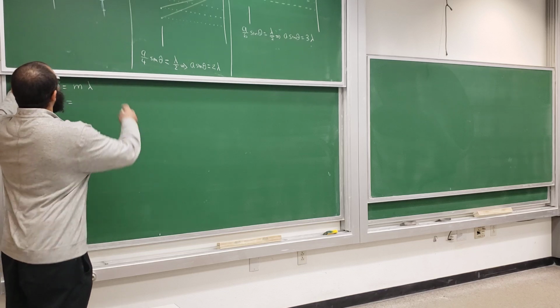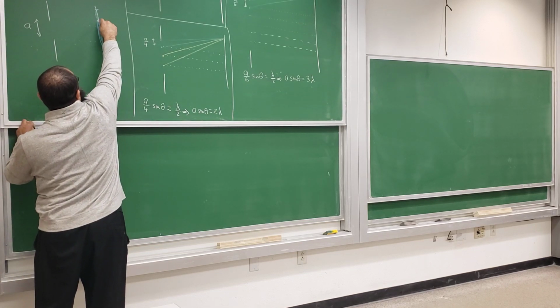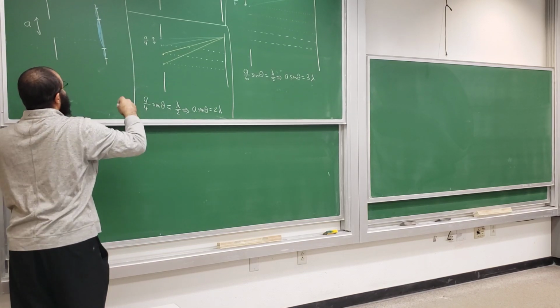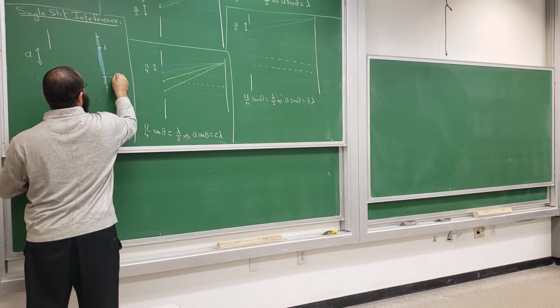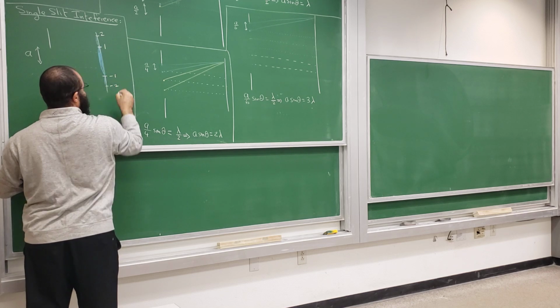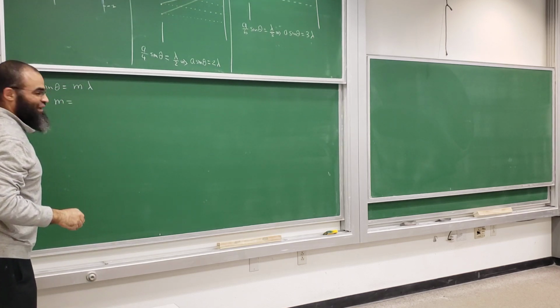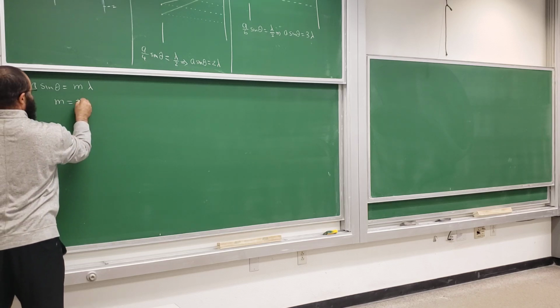Remember in the middle here? It's going to be bright. It's only dark here, here. So it's only, let me start. Here is 1, here is minus 1. Here is 2, here is minus 2. So it's going to be all the non-zero integers.